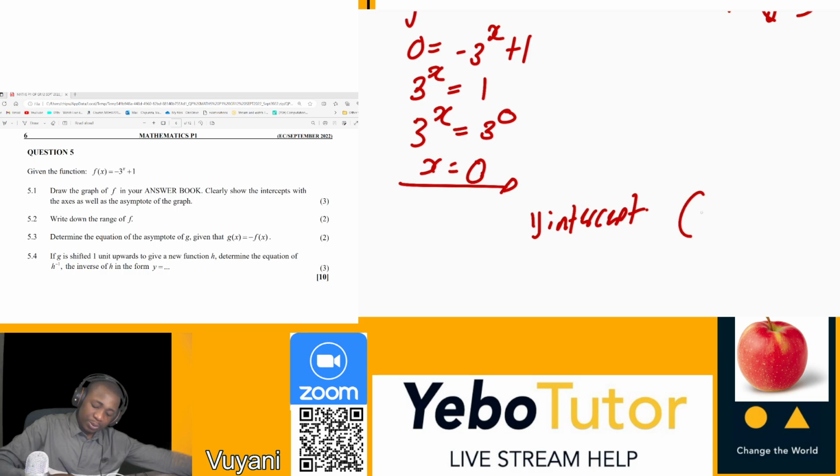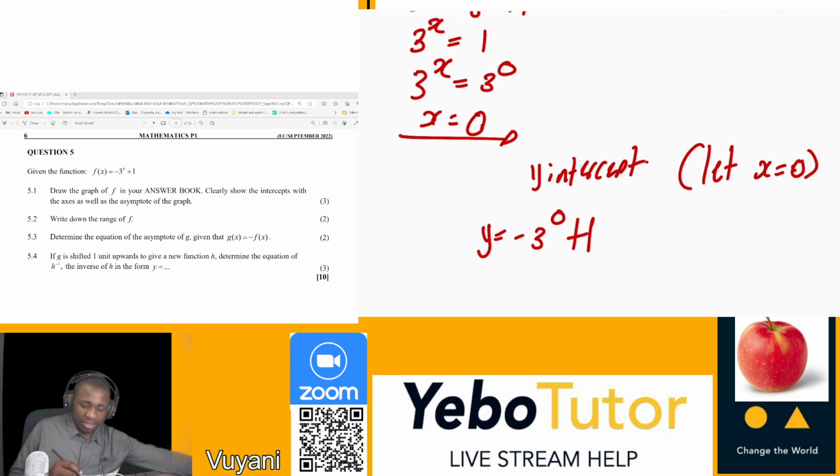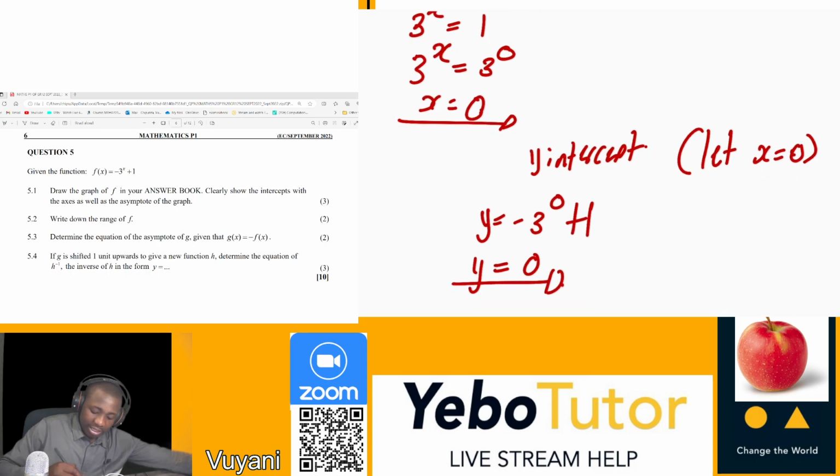So y-intercept, we just let x to be equal to 0. So this will be y equal to negative 3 to the power of 0 plus 1. Then anything to the power of 0 is equal to 1. Then this is probably 1. A negative 1 plus 1, it's 0. Wow, so we have a coordinate at (0, 0). So now we just plot our function.